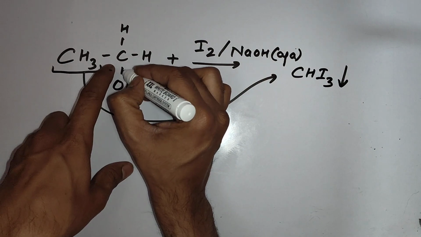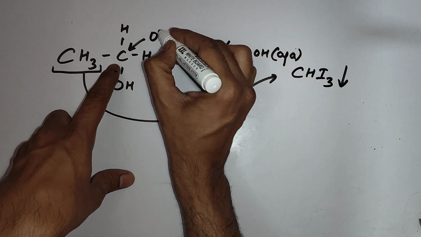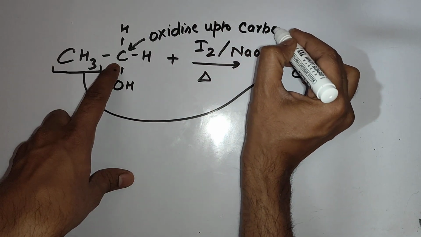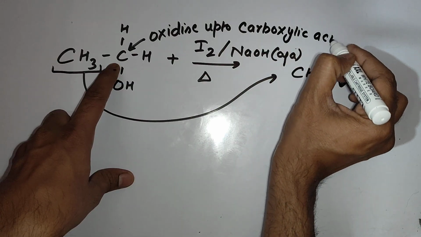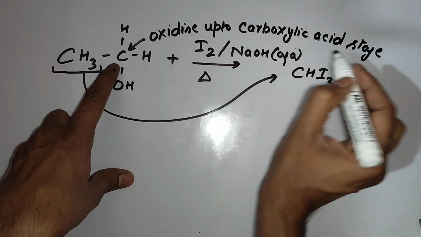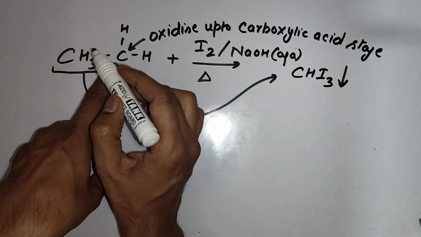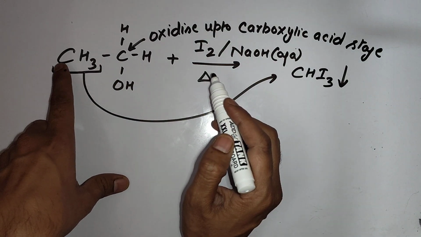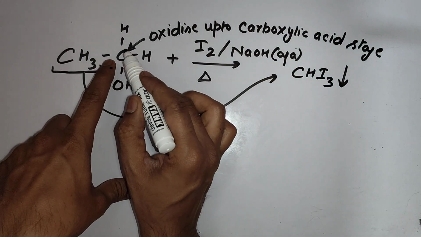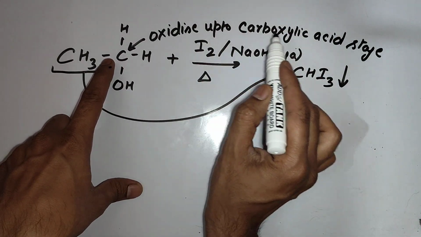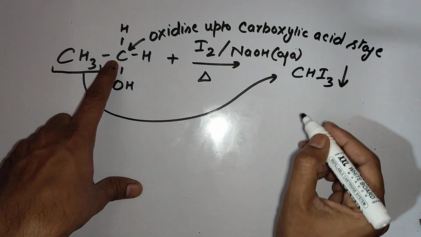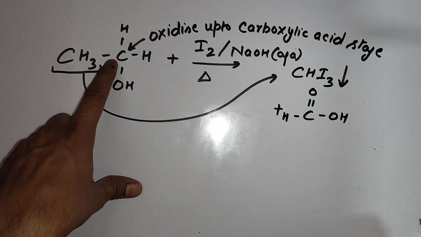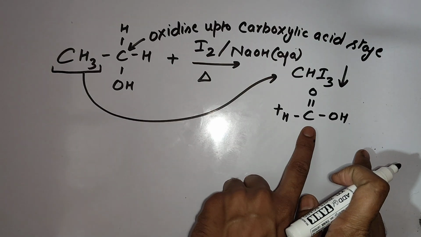And this carbon which is connected with OH, you have to oxidize up to the carboxylic acid stage. Means you have to make it a carboxylic acid. Like, in total 2 carbons were there. 1 carbon will turn to CHI3. Which carbon? The CH3 carbon, this one you have to turn to CHI3, and the second carbon which is connected with OH you have to oxidize up to the carboxylic acid stage. Means this carbon you will make a carboxylic acid. Obviously, the carboxylic acid containing one carbon will be this, methanoic acid.